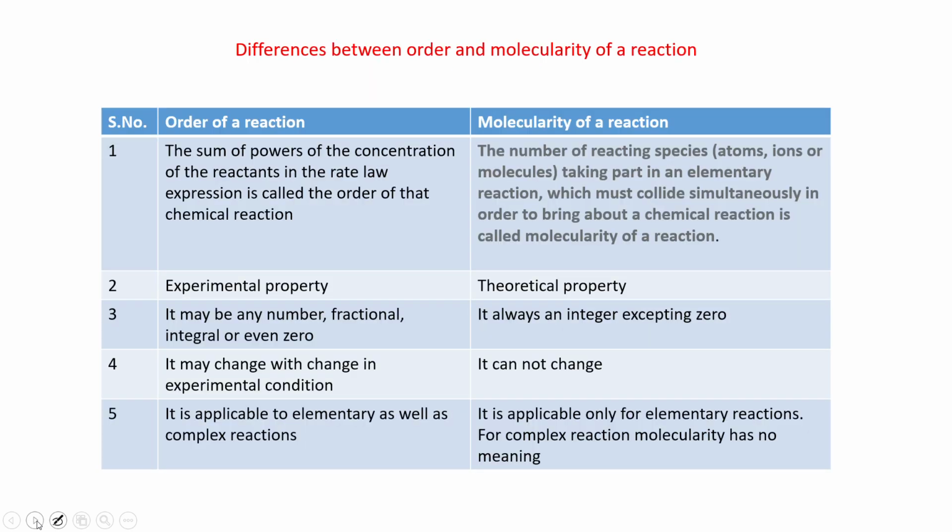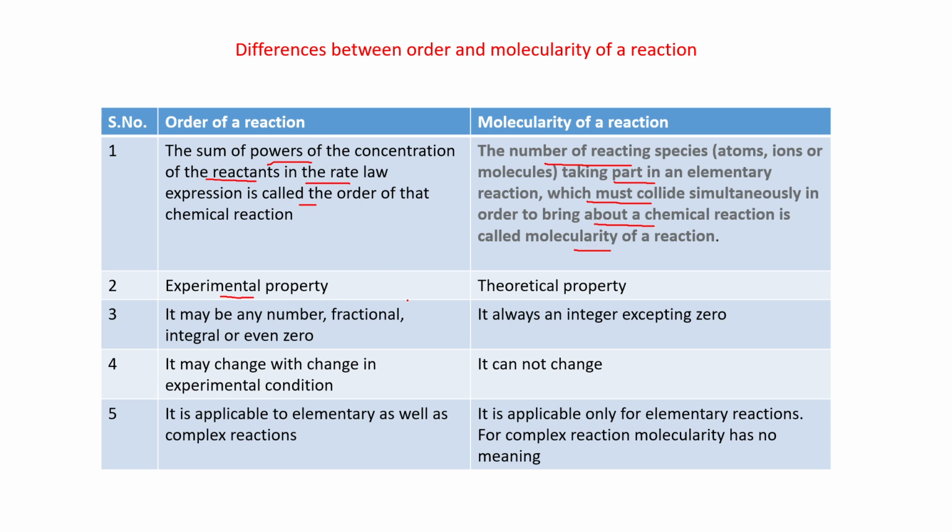Now, after discussing this, you must be able to differentiate order of reaction and molecularity of reaction. Now, just see, order of reaction is the sum of powers of the concentration of reactants in the rate law expression. This is called order of reaction. In this case, the number of reacting species taking part in an elementary reaction which must collide simultaneously in order to bring about a chemical reaction is called molecularity of a reaction.